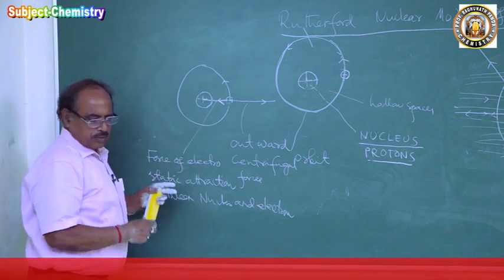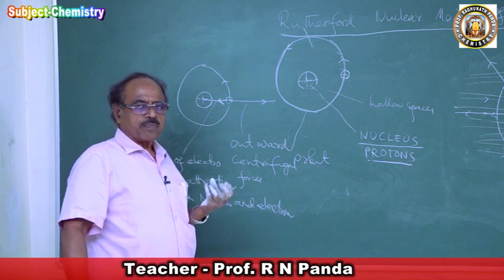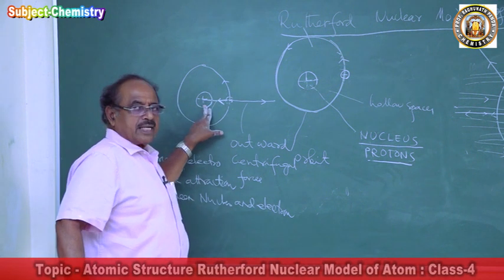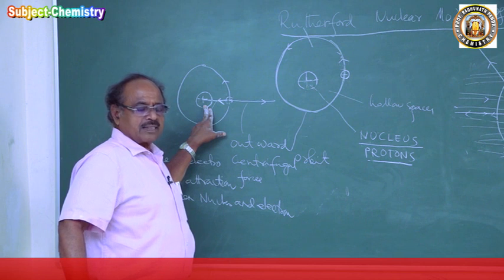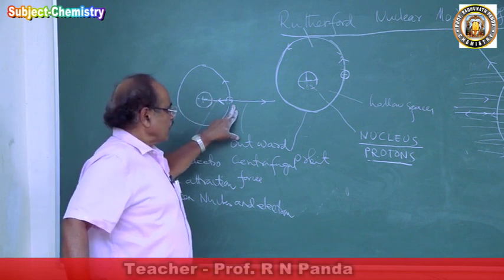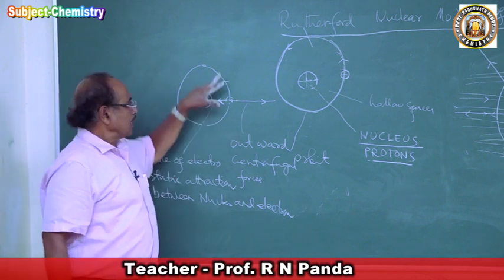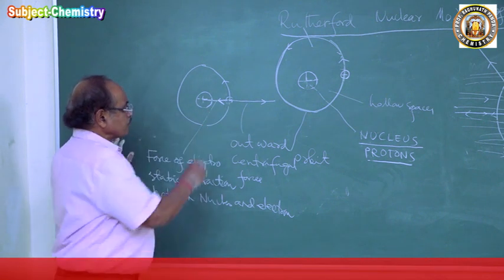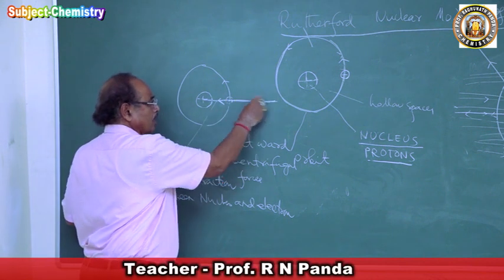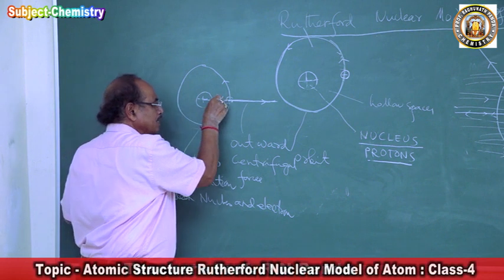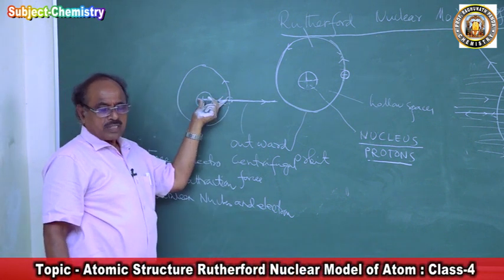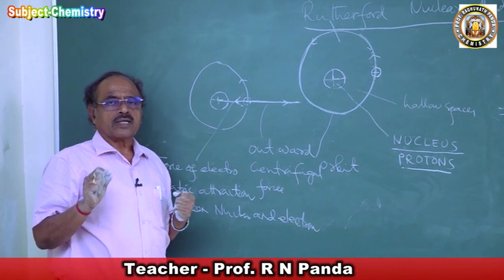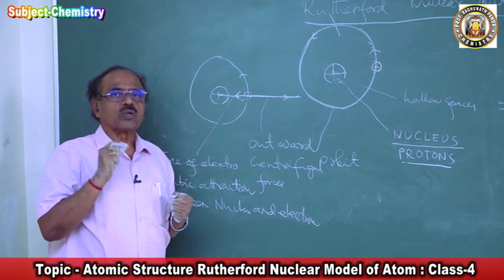So he says the nucleus consists of the protons and is placed at the center of the atom. The entire mass of the atom is concentrated at the nucleus. The electrons are moving in circular orbits around the nucleus. How are they moving? Such that the outward centrifugal force of the electron due to circular motion is balanced by the force of electrostatic attraction existing between the nucleus and the electron. Hence the electron keeps on moving around the nucleus without falling into it.